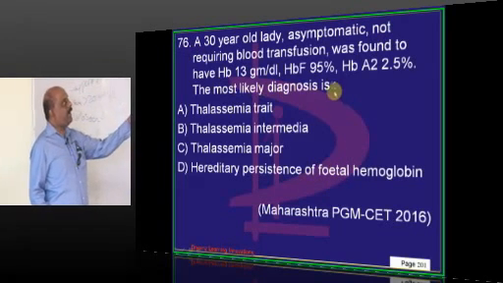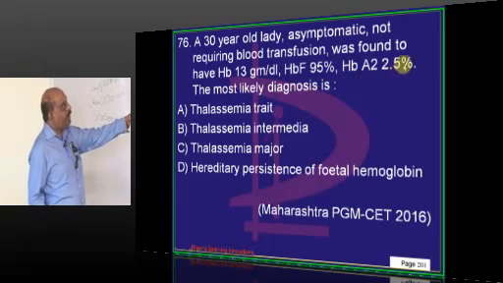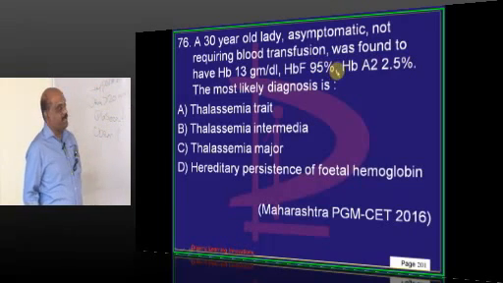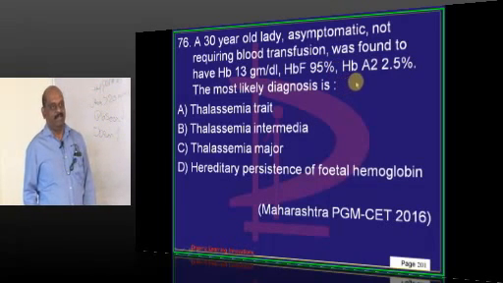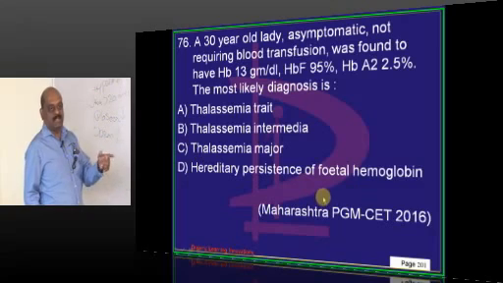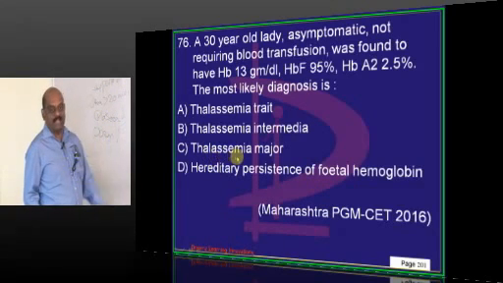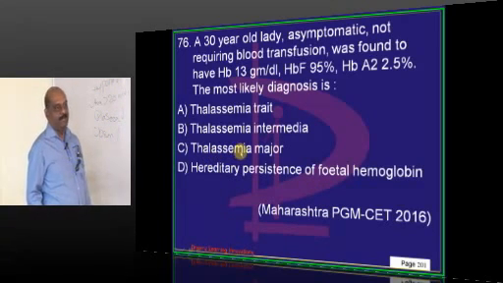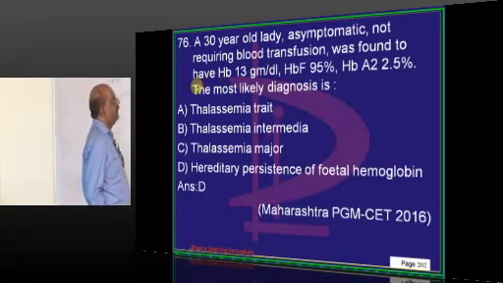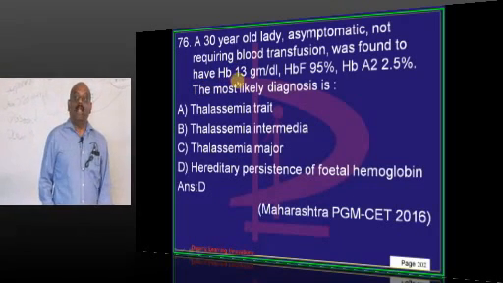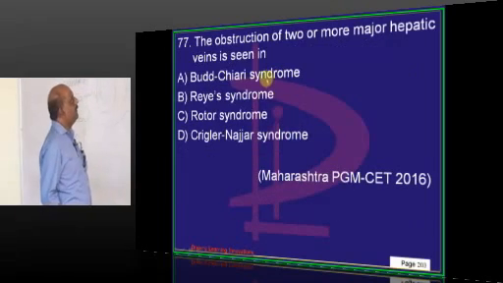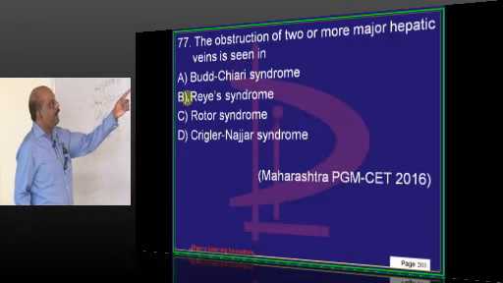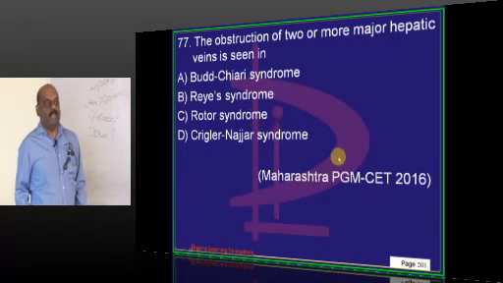30-year-old asymptomatic, not requiring blood transfusion, HbA2 is 2.5 but HbF is 95%. That is called as persistence of fetal hemoglobin. You answered it as thalassemia major or minor, right? No. Then hepatic vein obstruction is called Budd-Chiari.